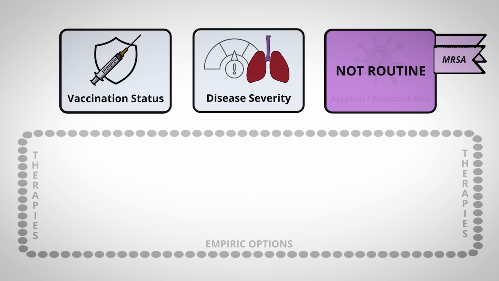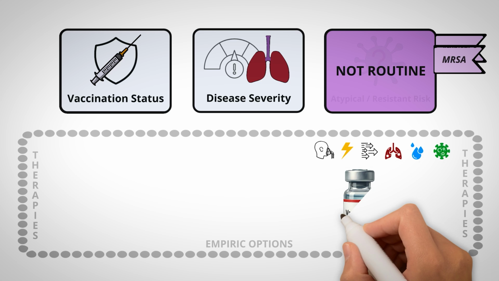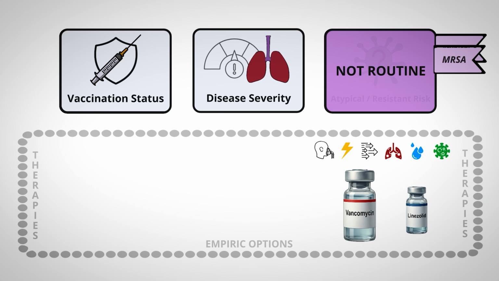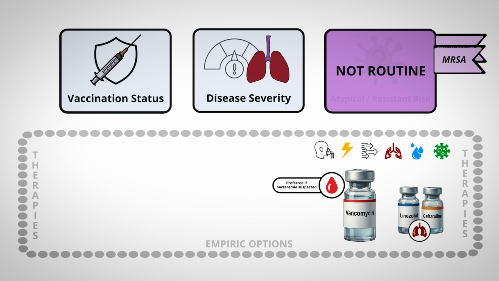Consider adding coverage in children with respiratory failure, septic shock, rapidly progressive disease, necrotizing or cavitary pneumonia, empyema, or influenza. Vancomycin, linezolid, and ceftaroline are all options for MRSA pneumonia. Linezolid and ceftaroline have excellent lung penetration. However, vancomycin is preferred when MRSA bacteremia is suspected, as linezolid and ceftaroline are less reliable for bloodstream infections.